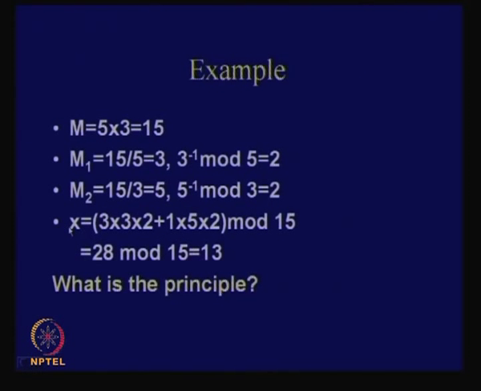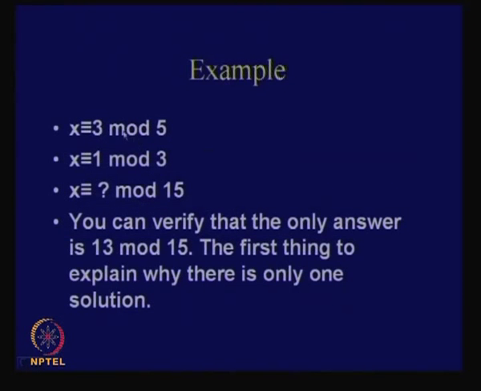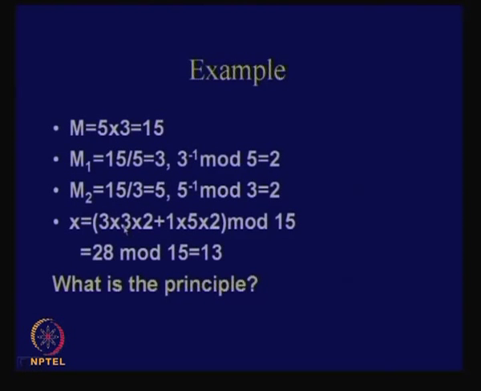So you see that x, which is the actual thing you are interested to compute, will be equal to 3 multiplied with 3 and multiplied with the inverse value 2. Similarly, you take 1, multiply it with 5 and multiply with 2. If you take this, it works out to 28, and 28 mod 15 is equal to 13. So what is the underlying principle? We will try to understand that first.